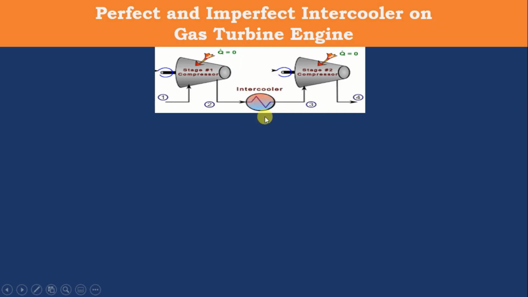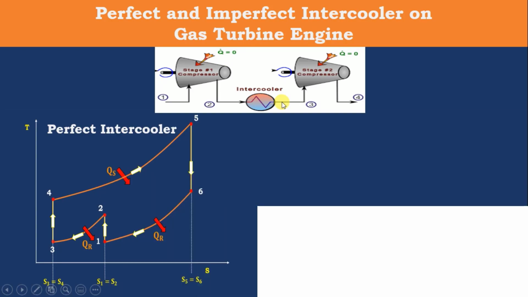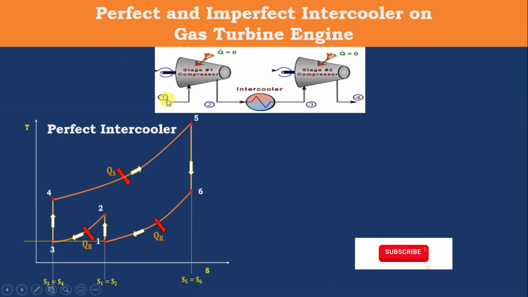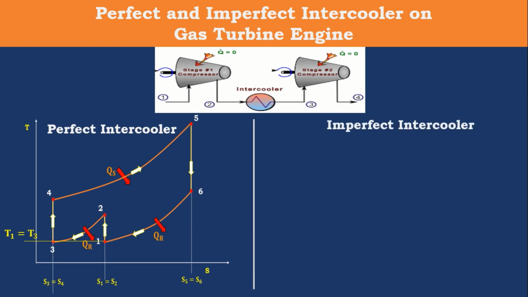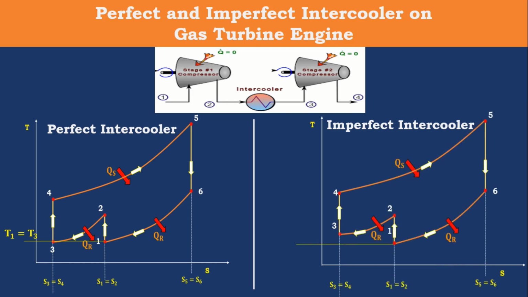In such a way, if it is a perfect intercooler, the outlet temperature of intercooler should be equal to the inlet temperature of compressor. That is T1 is equal to T3. Then it is called perfect intercooler. Whereas, if it is not equal, then it is called imperfect intercooler. That is, the outlet temperature of intercooler is never equal to the inlet temperature of the compressor. Then it is called imperfect intercooler.